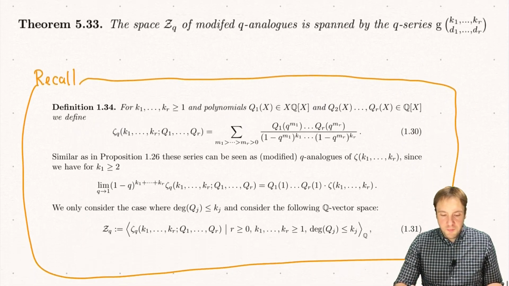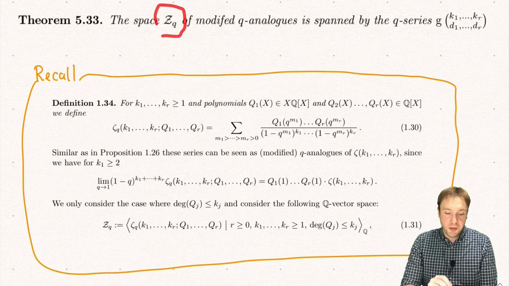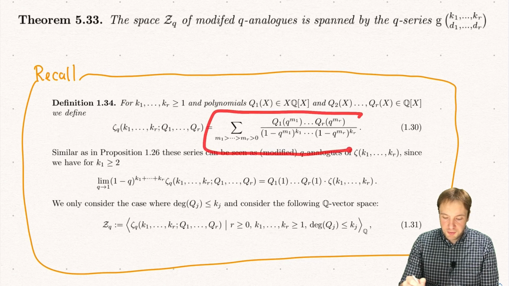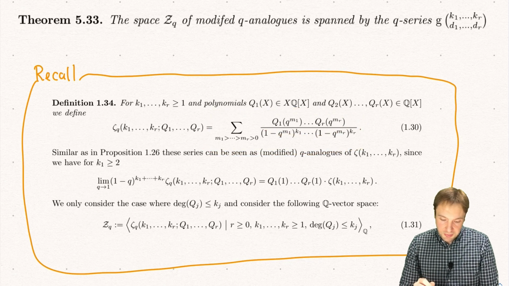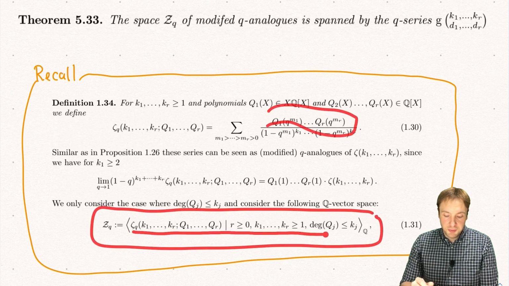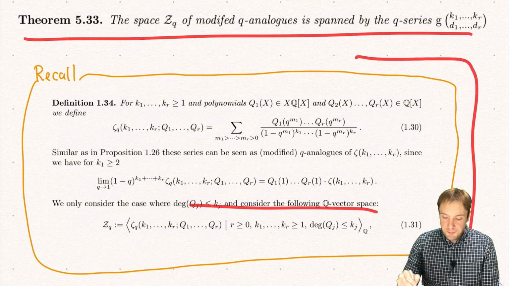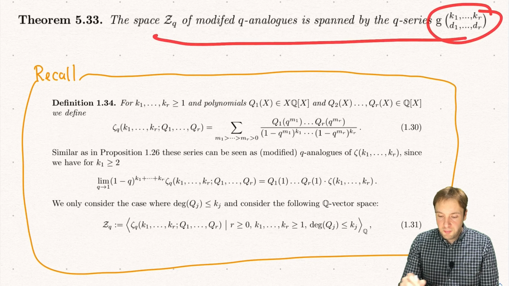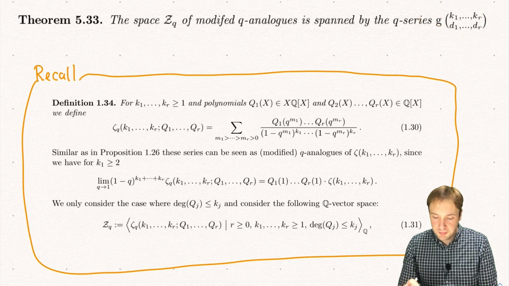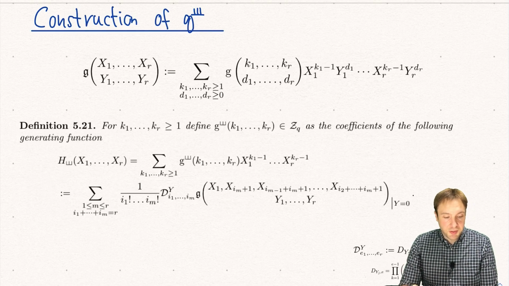And one fact which we will prove next time is that these double index g generate this space of modified Q analogs, which we defined in section 2. This was given by all possible modified Q analogs which had arbitrary polynomials in the numerator, and this ZQ was then defined by the span of these modified Q analogs. And this we will do next time. So I just mention this theorem here to say that this space ZQ is exactly the space spanned by these double indexed G's.